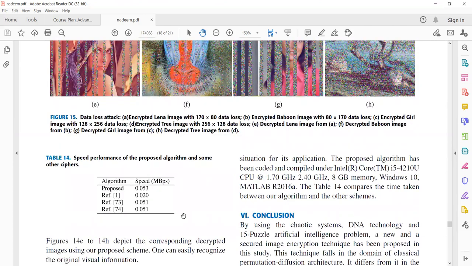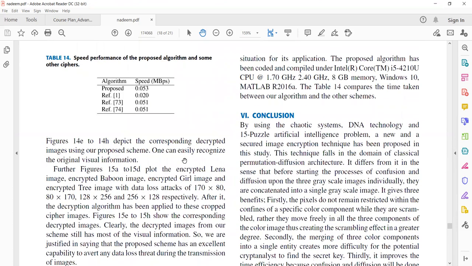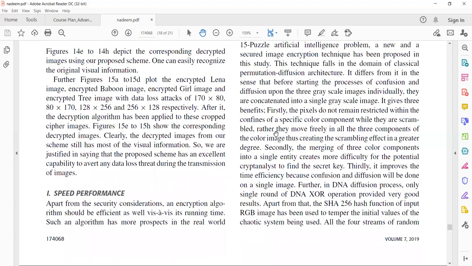Lastly, we have done the complexity analysis. We have resorted to the empirical analysis. This is the MBPS of the proposed algorithm, and these are the MBPS of the published works. Again, we can see that the proposed algorithm is competitive or better.